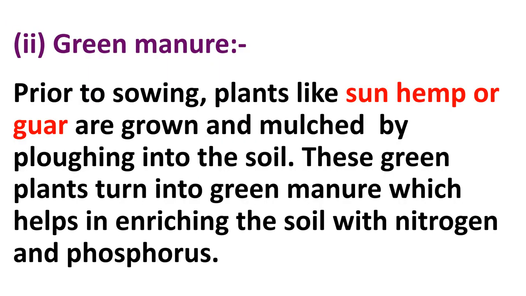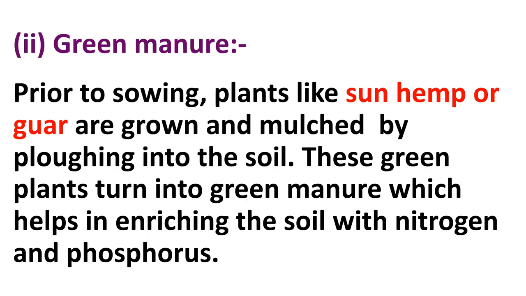Now the second type of manure is green manure. What is green manure? Prior to sowing, plants like sunhemp or guar are grown. You are familiar with this word, guar? Okay, so they are grown and mulched by plowing into the soil. These green plants later turn into green manure. This green manure helps in enriching the soil with elements like nitrogen and phosphorus.